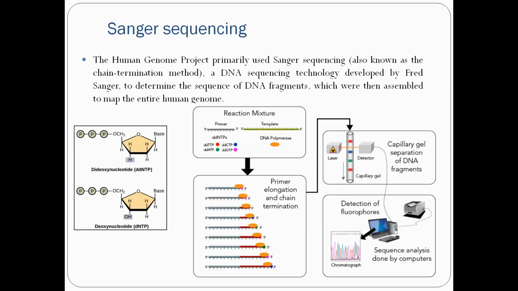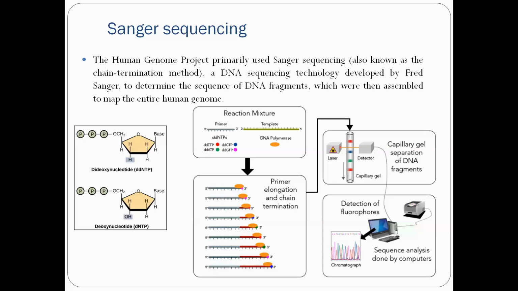So the Sanger sequencing was the traditional way that was present when the Human Genome Project began, and it is also called the chain termination method. This was first developed by scientist Frederick Sanger, and it determined the sequence of the DNA by fragmenting the DNA and then assembling it to generate an entire human genome. So Sanger sequencing is basically called a chain termination process.